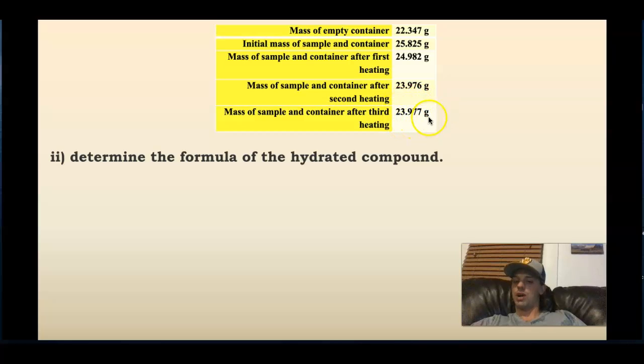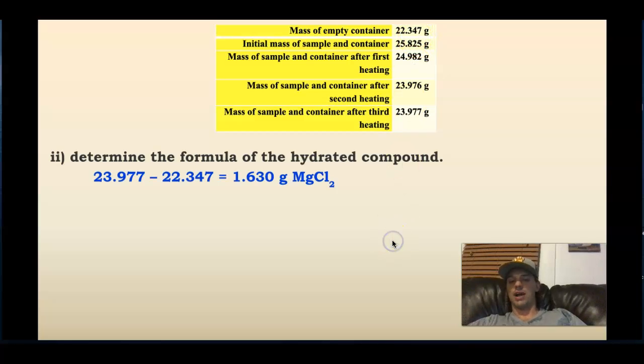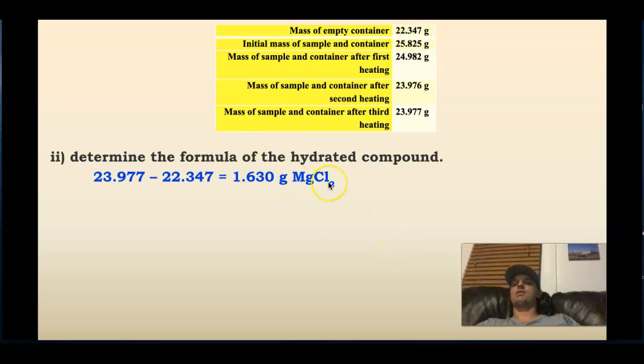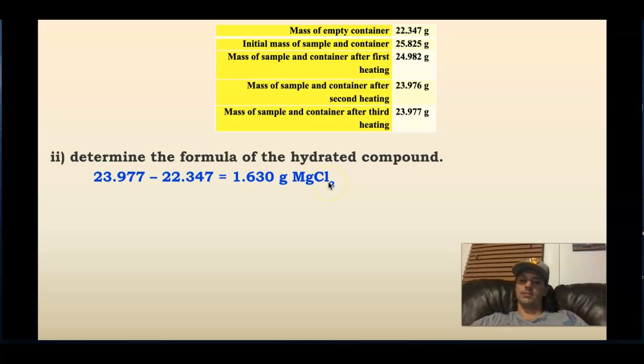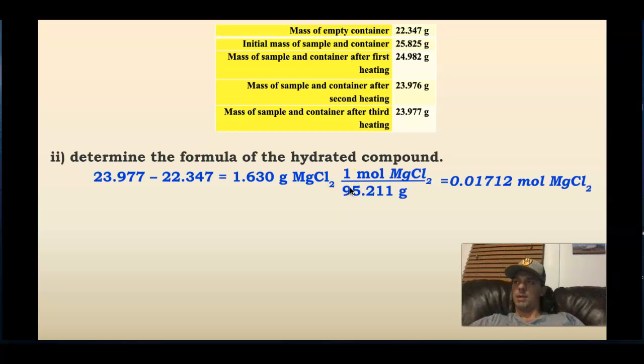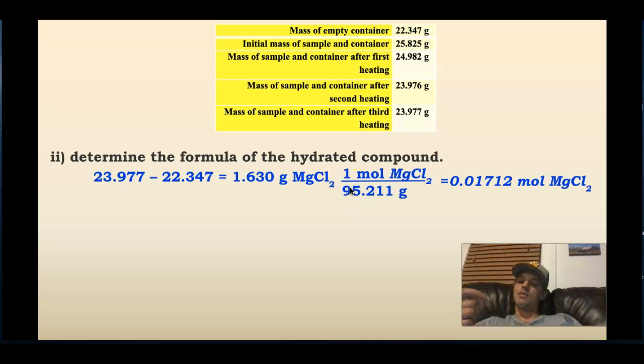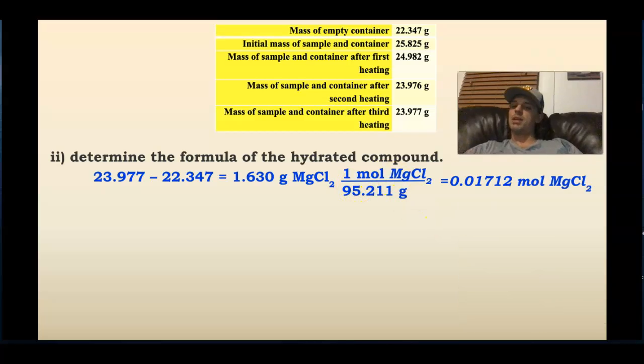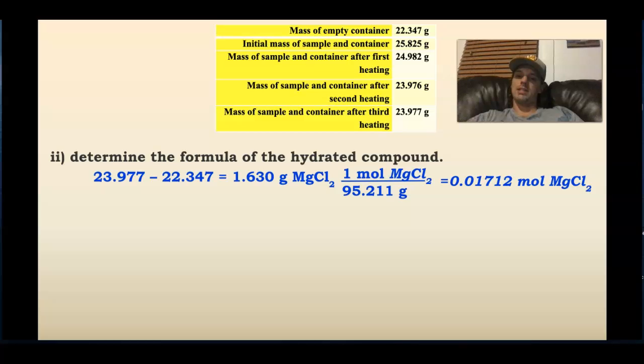So this mass right here is my mass of magnesium chloride, but keep in mind, I also have a container. So I do need to subtract that mass of the container, and that gives me my mass of magnesium chloride. Once I have my mass of magnesium chloride, I can convert that to moles using my molar mass. So now I have a mole ratio. In letter B I calculated how many moles of water there were in my sample. In this part I calculated how many moles of magnesium chloride there are in my sample.